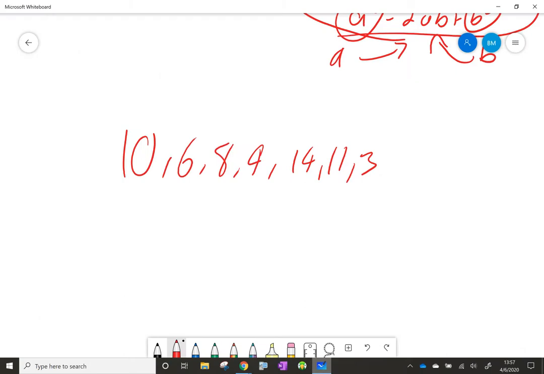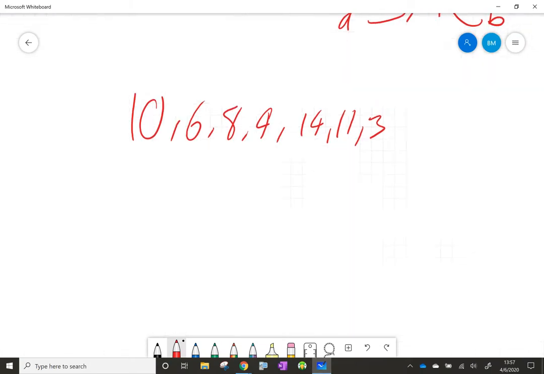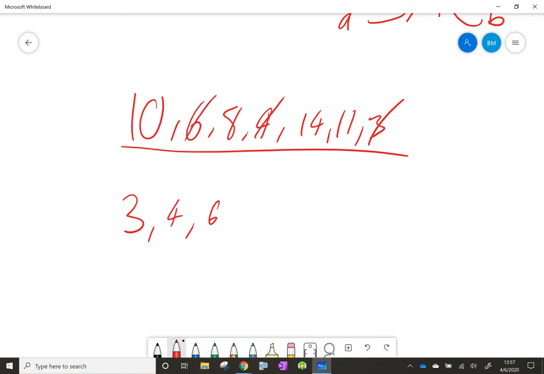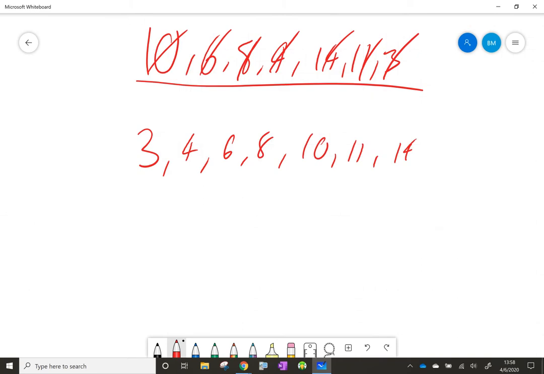Yes, okay. So the first thing we got to do is rearrange these numbers from least to greatest. So 3 is the smallest, then 4, then 6, then 8, then 10, then 11, and then 14. Okay, so from least to greatest, from smallest to biggest, right?